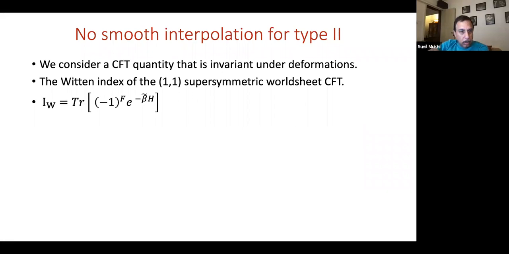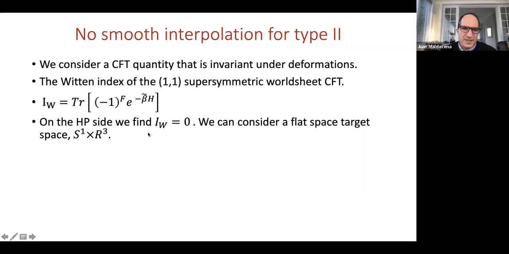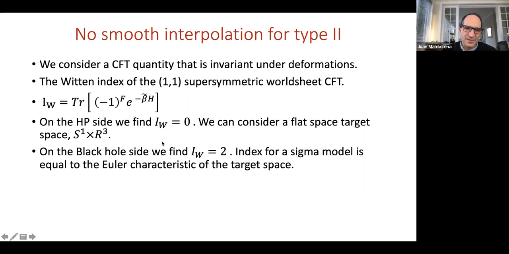Now, on the Horowitz-Polchinski side, we actually find, well, maybe I should first make a preliminary remark. If the theory has a completely geometric description, so if the worldsheet theory has a geometric target space, it's a sigma model, then this Witten index is equal to the Euler characteristic of the target space. So it's the sum of the number of harmonic zero forms minus the number of harmonic one forms plus the number of harmonic two forms, et cetera.